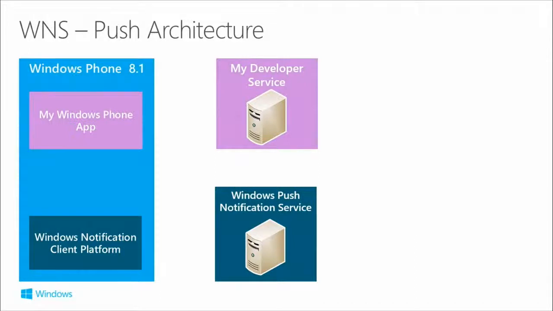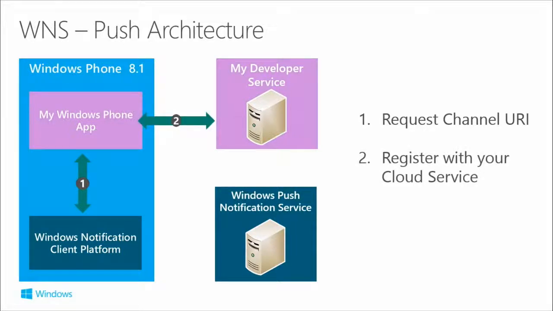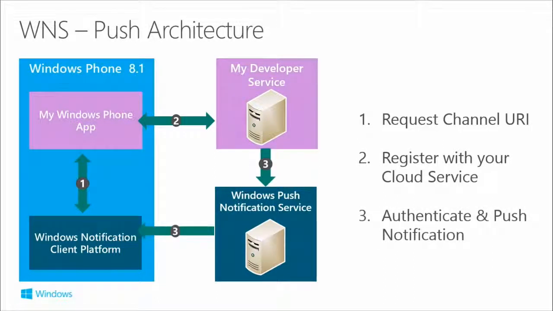We've got our Windows Phone application and our Windows Notification Client Platform. Our Windows Phone application will communicate to the client platform and get a channel URI for that application. It's going to register that channel URI with our cloud service. And then our cloud service, when time comes, is going to send that push notification to the Windows Push Notification Service, which is going to communicate to the Windows Notification Client Platform, which is going to update our tiles or badges or whatever accordingly.